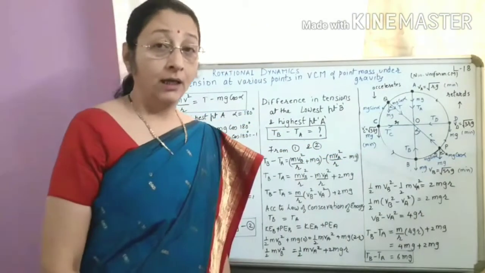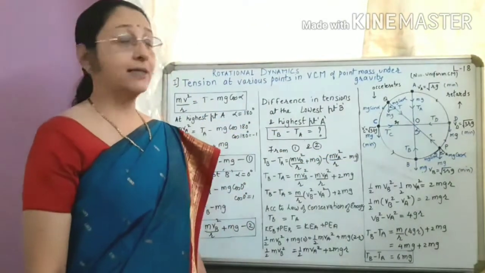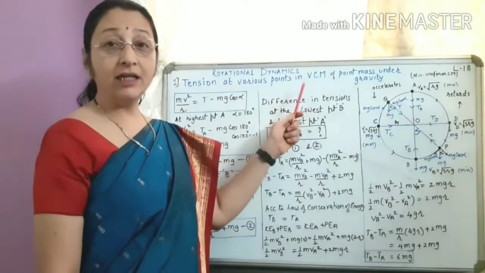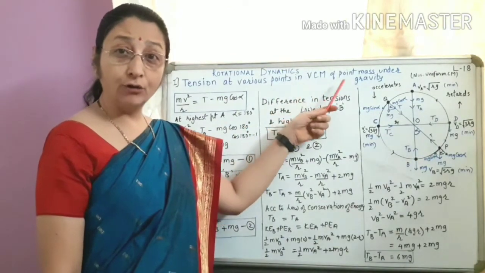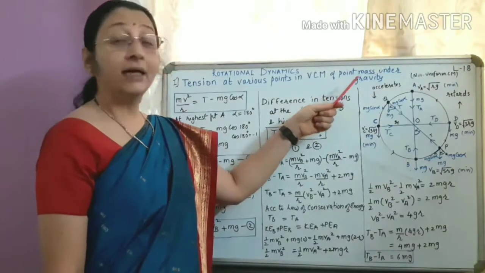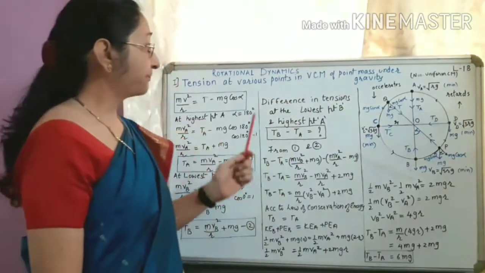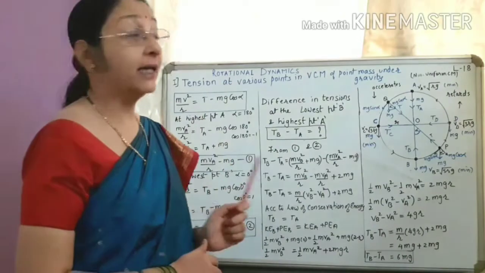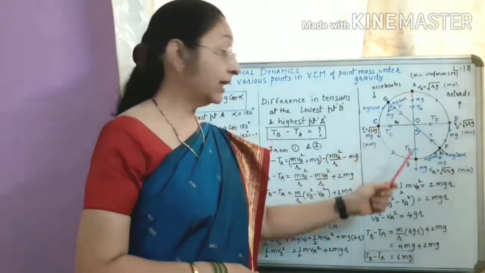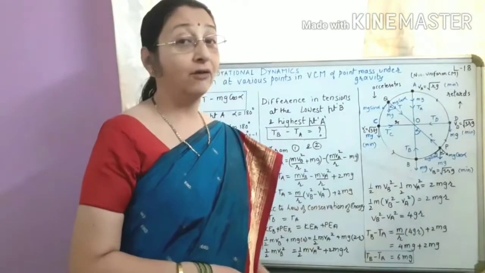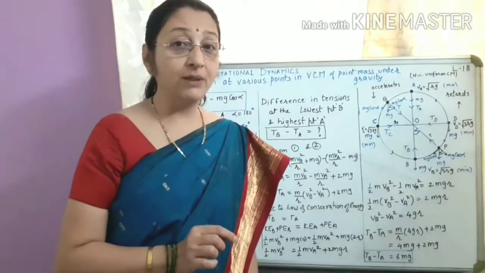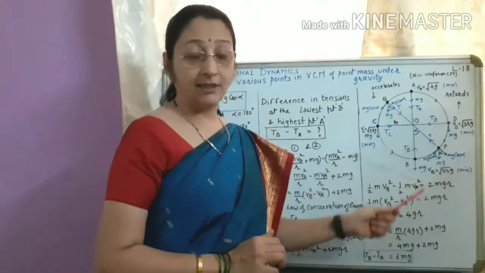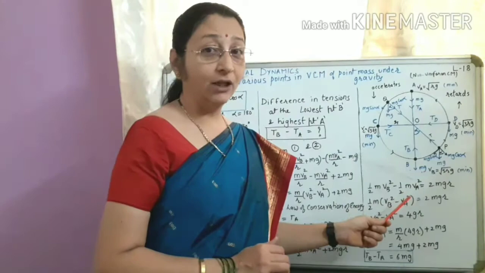Hello friends, now we are going to discuss the tensions at various points in the vertical circular motion under gravity. In this lecture, we are going to find the tension at the highest point A, the tension at the lowest point B, and we are going to find the difference between the tensions between the highest and the lowest points.